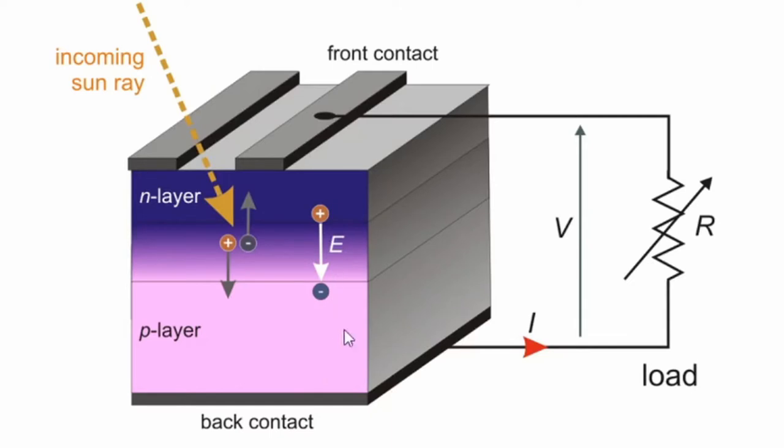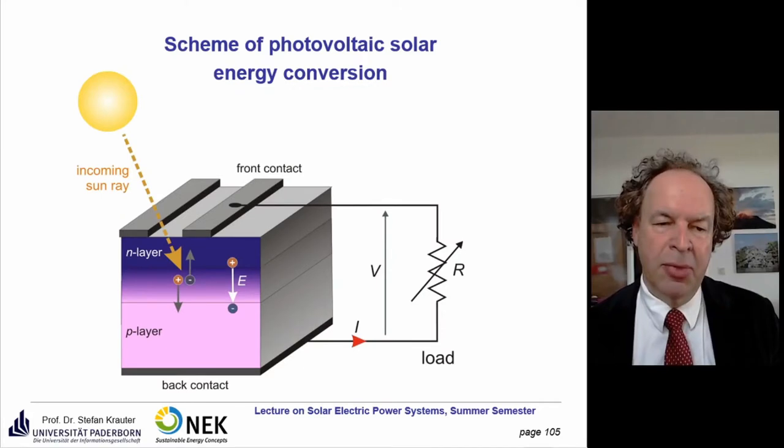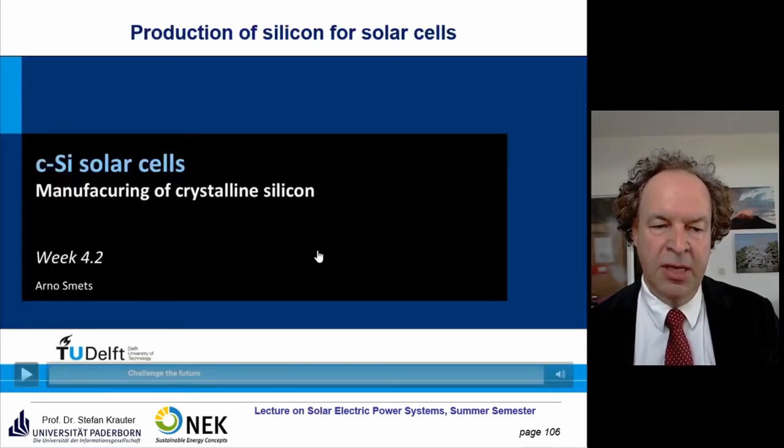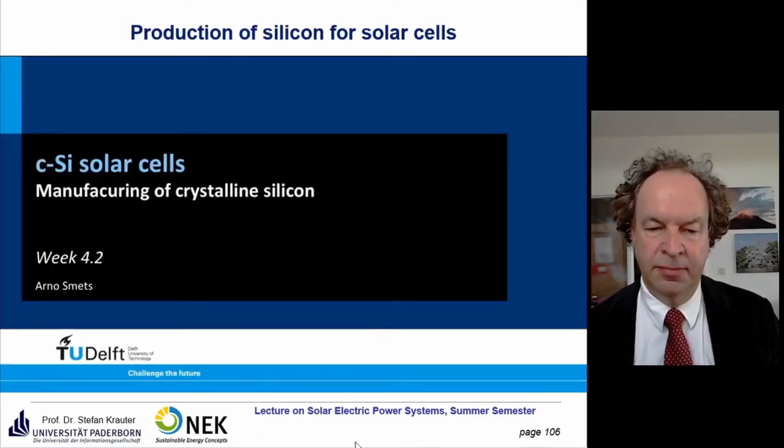Why we discuss silicon only? Because more than 95% of the world market are solar cells made of silicon. We don't have any problems with the resources because a large part of the Earth's crust is silicon, so we don't have to care about it. Let's start that video.